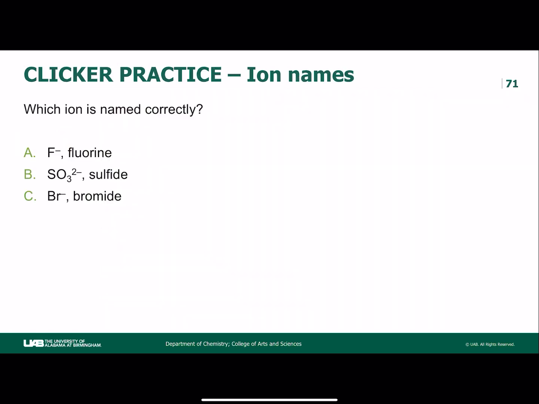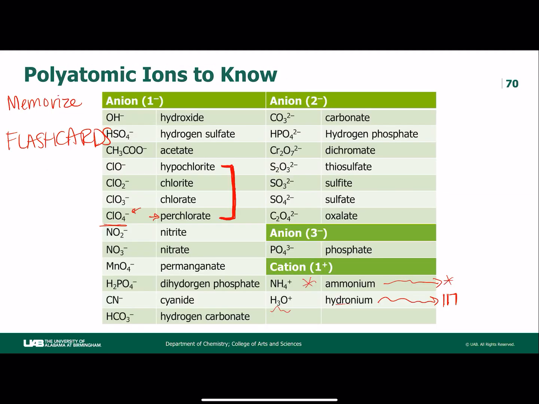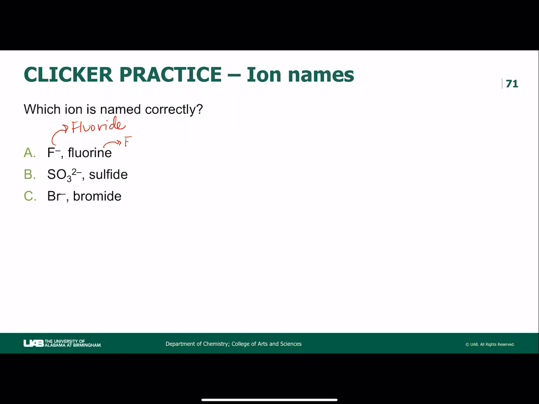All right, which one is named correctly? Well, fluorine depicts an atom. That names an atom. F- is fluoride. Okay, not fluorine. Remember that our spelling counts. SO3 2-, if I go back here, I have SO3 2-, which is sulfite, not sulfide. Sulfide would be S2-. So that one wasn't right. That one wasn't right. Hopefully C is. If I look up Br-, it should in fact be bromide.